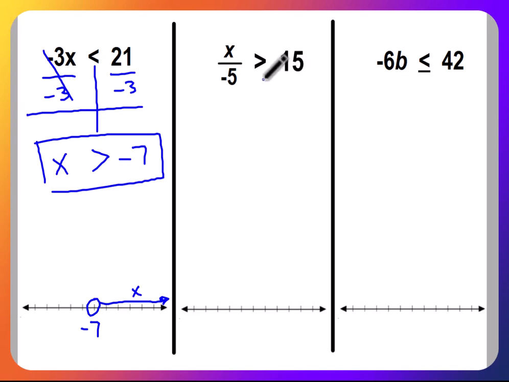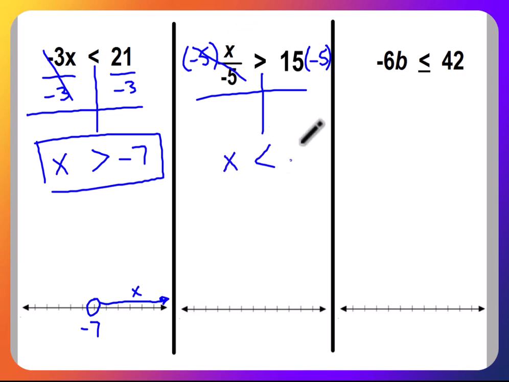Let's try the next one. Draw my line. This time, x is being divided by -5, so we have to do the opposite of division, the inverse operation of division, and that's multiplication. And we want to multiply both sides by that -5. I'm going to stop. I'm multiplying both sides by a negative number. I'm going to flip my inequality, reverse it. Instead of it being greater than, it's now less than. Now I can do my math. -5 divided by -5 is a positive 1x, which is just x. And 15 times the -5 is going to be a -75.